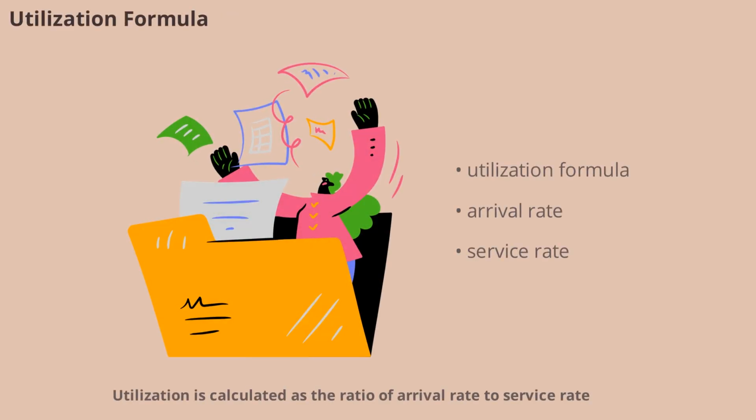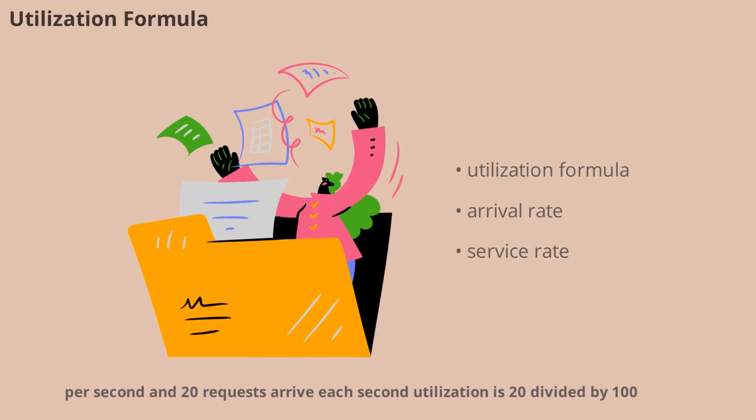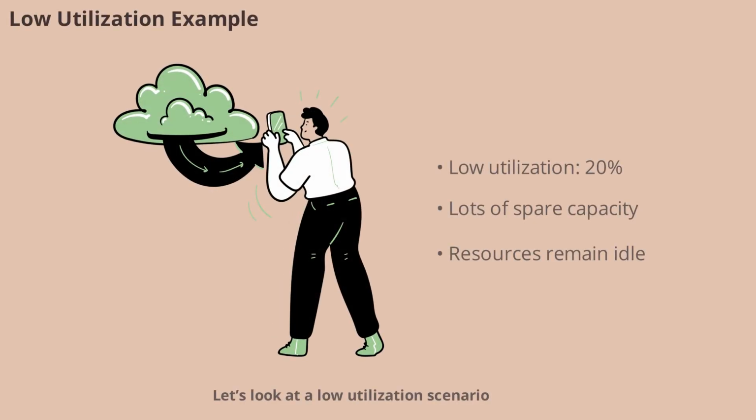Utilization is calculated as the ratio of arrival rate to service rate. In other words, utilization equals arrival rate divided by service rate. For example, if your server can process 100 requests per second and 20 requests arrive each second, utilization is 20 divided by 100, or 20%. This formula gives you a clear, quantitative measure of how much of your system's capacity is being used at any moment.